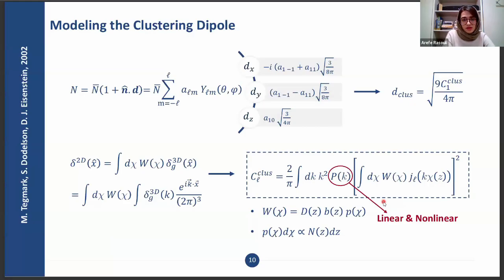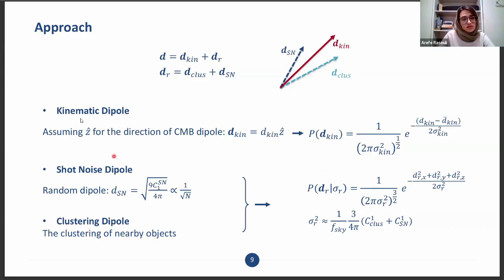So I want to say that we know this kinematic dipole because we assume it is the same as the CMB dipole. And from data analysis, we can also find the shot-noise dipole. And right now we have to find this clustering dipole.